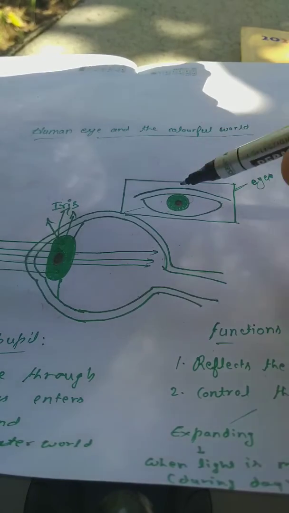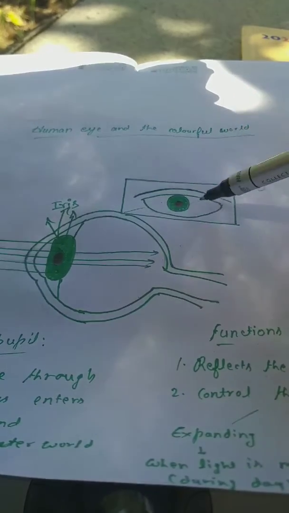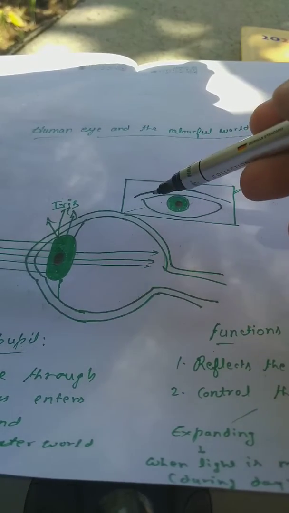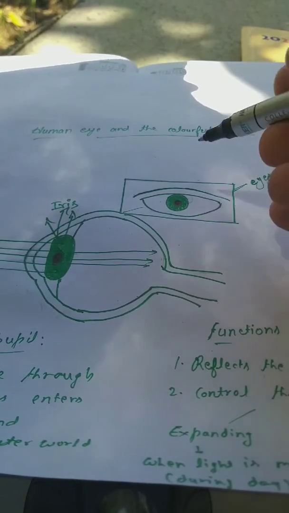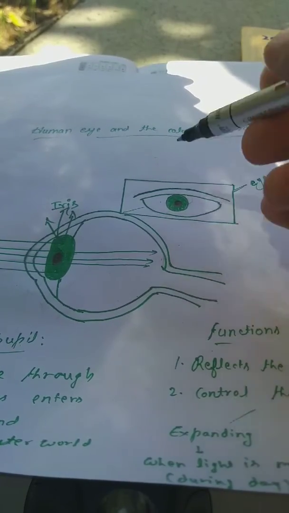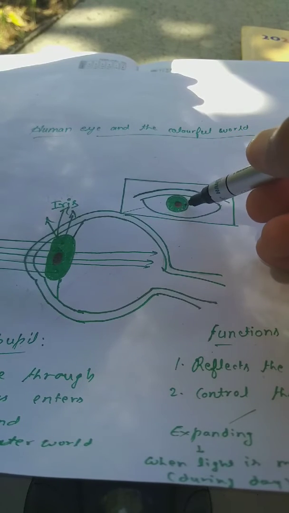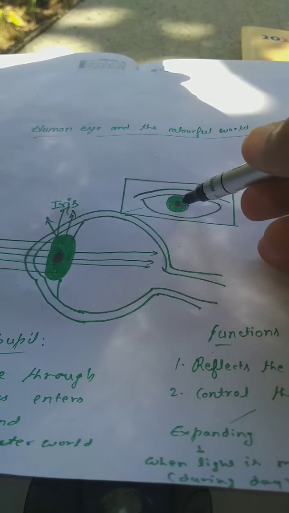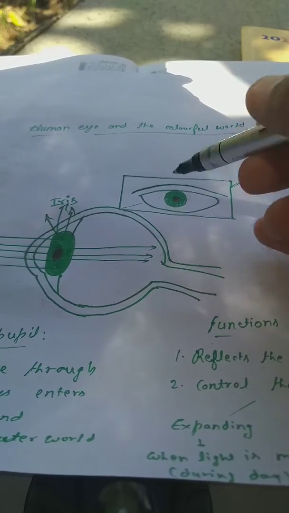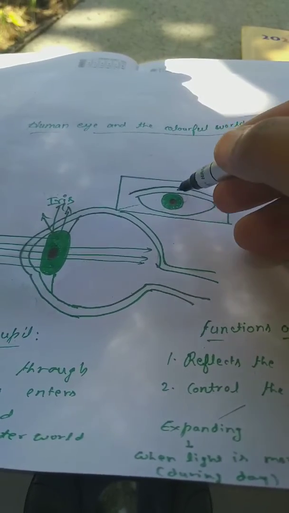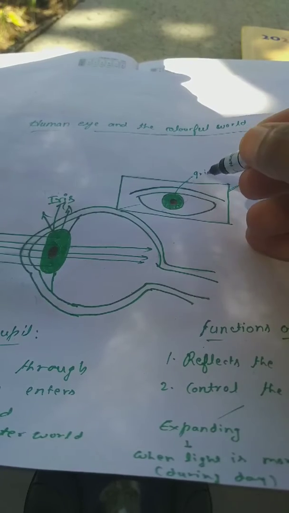So I have made the different parts of our eye here, and I will explain them one by one. Let me first explain this part. Here is a black spot inside, and this outer part is known as the iris.